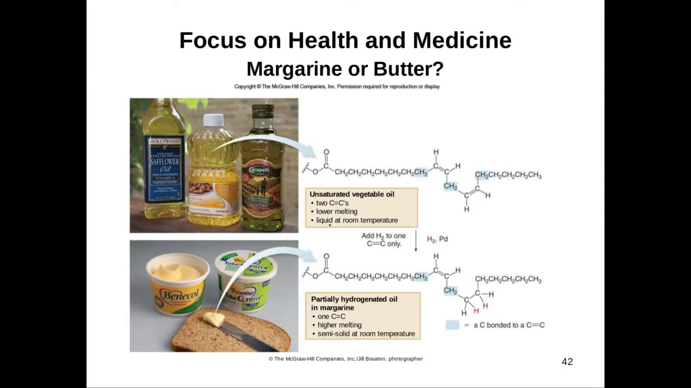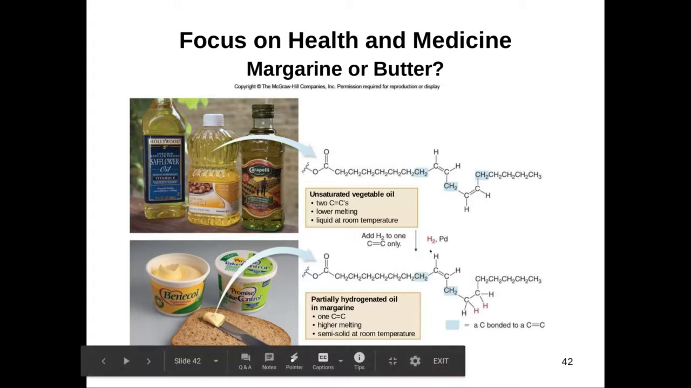So we can just look at this. We have unsaturated vegetable oil. You can see there are multiple double bonds here, thus it's liquid at room temperature. Low melting point, liquid at room temperature. High boiling points though, right? Remember that's a characteristic of our hydrocarbons. Now we have Benecol, which is a butter alternative. Not terrible tasting. I don't mind Benecol. I've tried it before. It's not too bad.